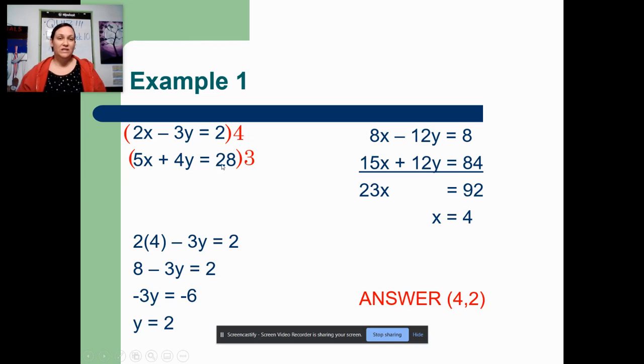Every problem on your homework tonight will require you to multiply both equations. So make sure that you are multiplying both equations until one of the variables has the same number in front. Let's try one more.